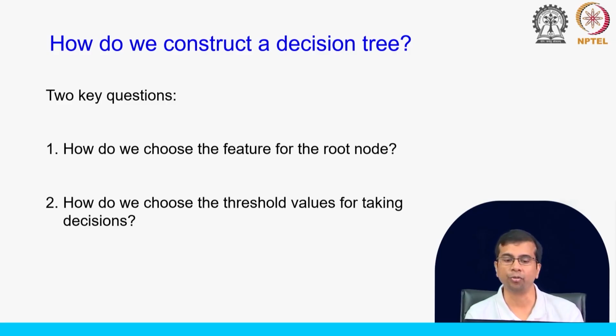And the second is how do you choose the threshold values for taking decisions? How do you say, okay, this gene expression should be greater than 40 or greater than 20 and so on? How do you choose that value 40 as the cutoff? Is there any basis for that? As we will see now, yes, there is a basis for all of this. How do you choose a root node, or how do you choose these threshold values?